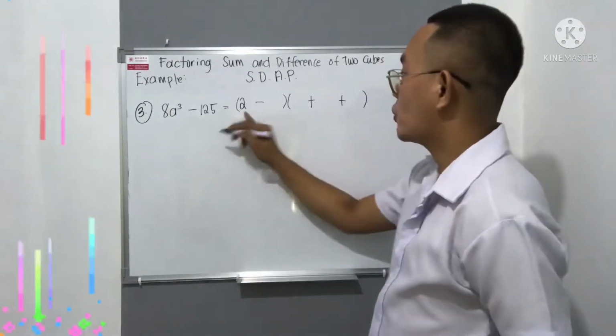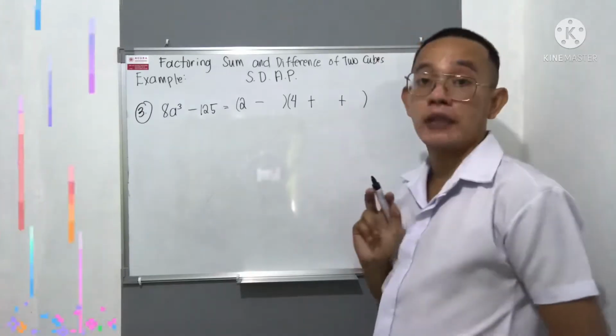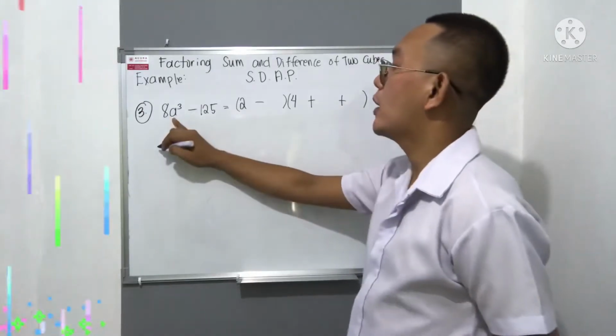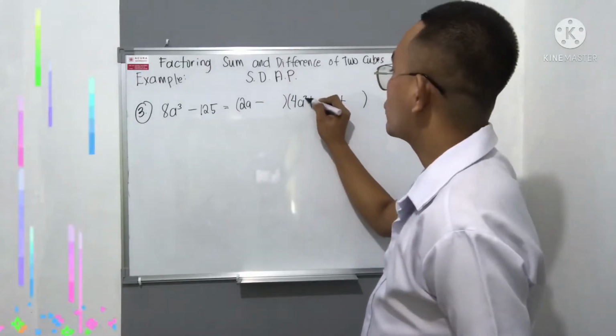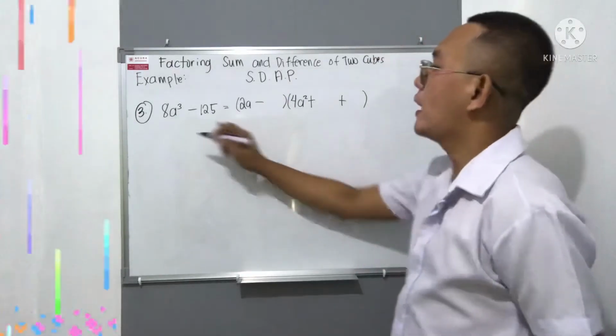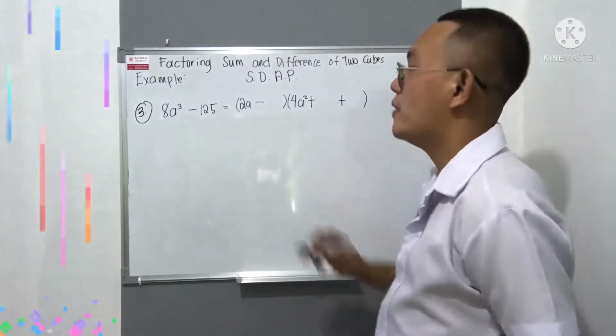I-divide natin yung 8 sa 2, bali magiging 4 para dun sa second factor natin. Kunin natin ang root ng a cubed, bali magiging a. So ilan na lang matitira? Magiging a squared. Okay. Next, last term natin is 125.